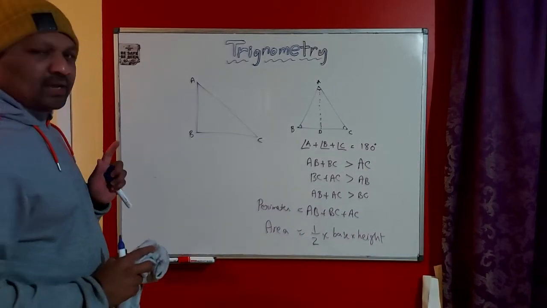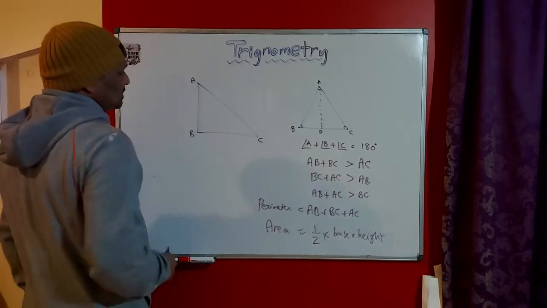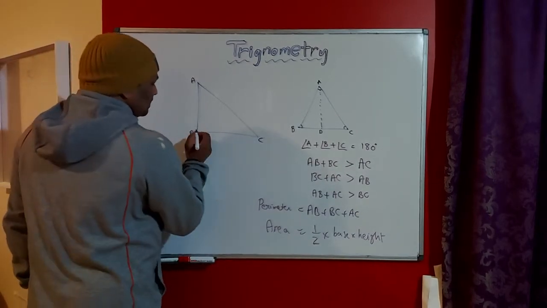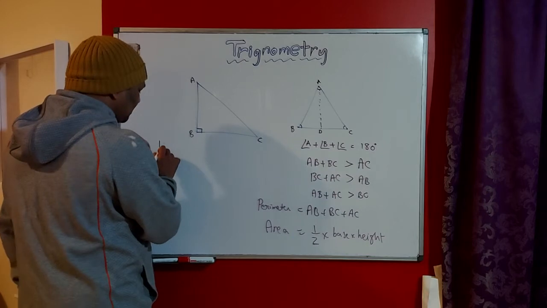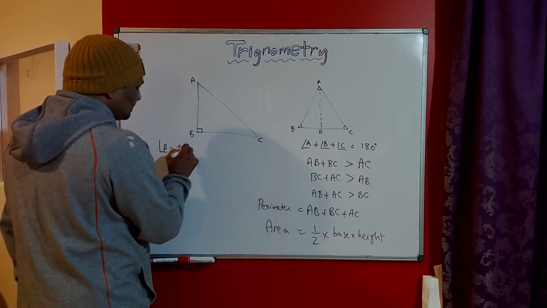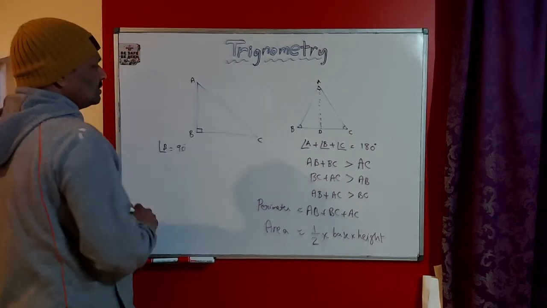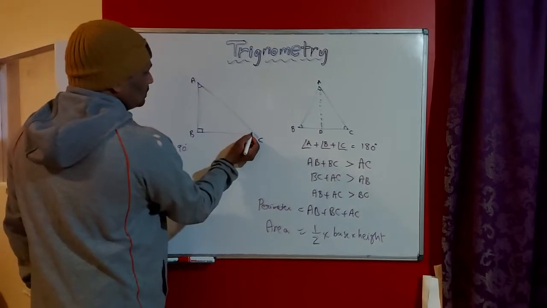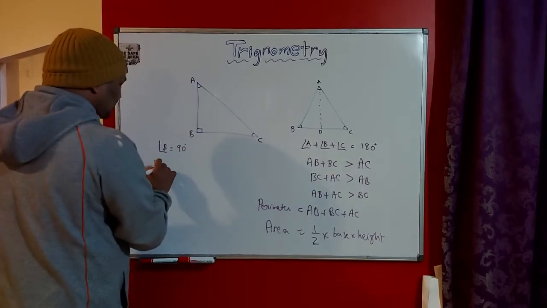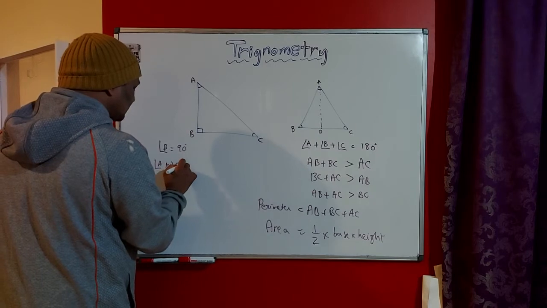Trigonometry is the study of a right angle triangle. So this is the right angle triangle. Where is the right angle? This is the right angle. So angle B is equal to 90 degrees. Angle B is 90 degrees. So now, we have angle A and angle C. What is angle A plus angle C?